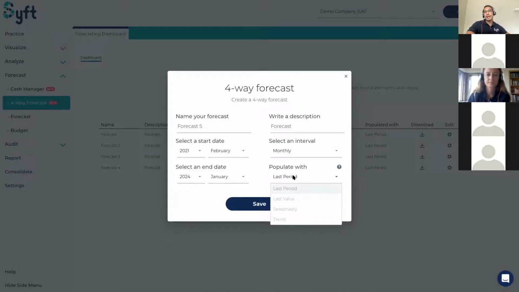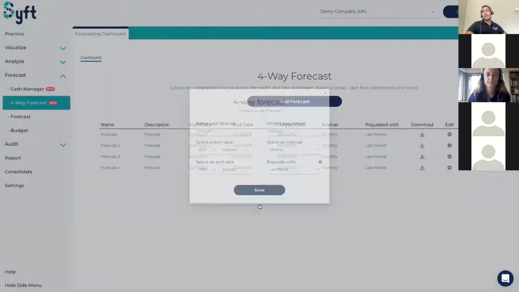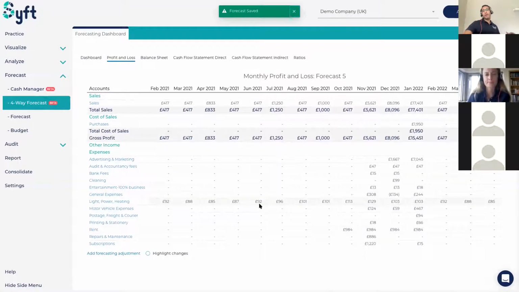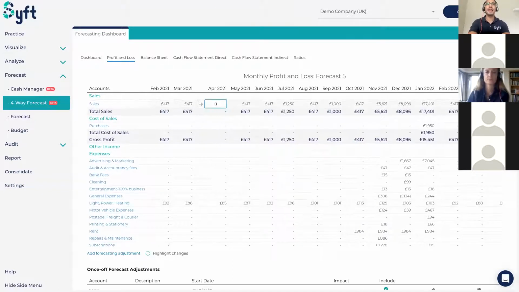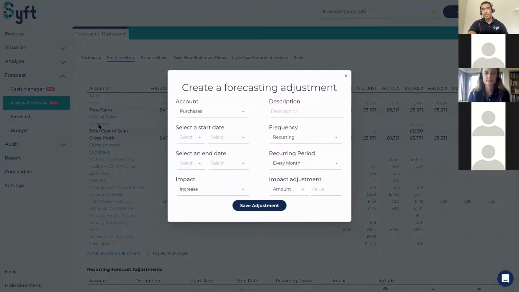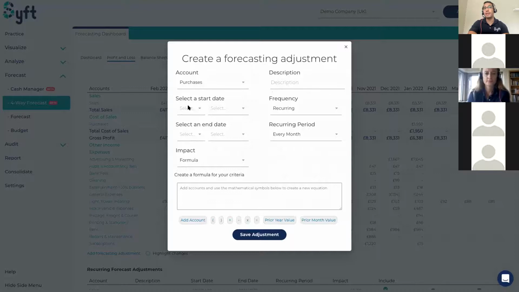You can populate the forecast. I'm going to use last period, but that will just copy the last 12 months and paste it over for the next 12 months. So let's create our forecast. And let's dive straight into it. We'll start on the profit and loss, guys. You can edit things as you go. So perhaps you want to edit April's revenue. Okay, so you can edit these things. You can push it across. You can have very advanced adjustments as well. So maybe a formula-driven adjustment where your cost of sales is based on your sales.